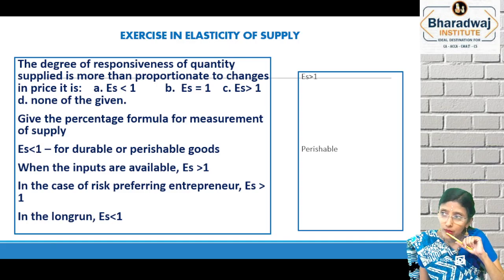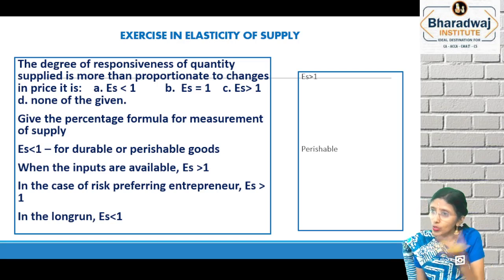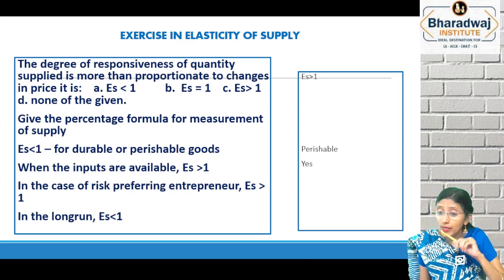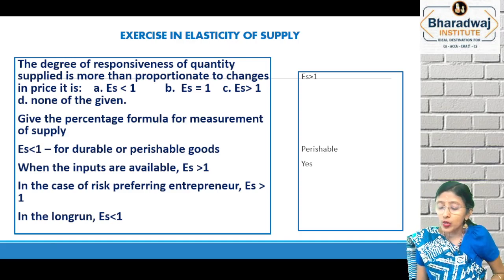True. So what does it imply? Inputs are available, so I can produce any quantity which is required. So ES is greater than 1. Yes. In case of a risk preferring entrepreneur, we saw risk averse, risk preferer, risk neutral; we don't take risk neutral for analysis, but there are such people. So for a risk preferring entrepreneur, ES is greater than 1. True or false?